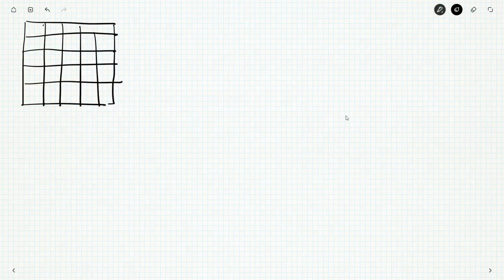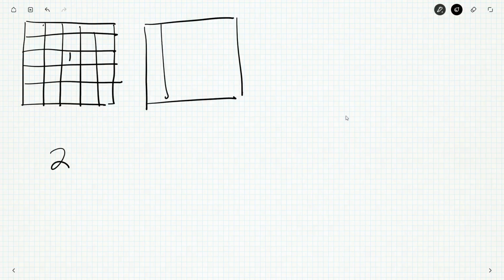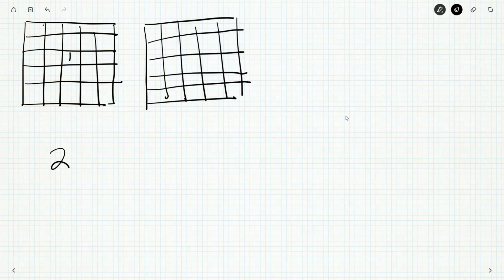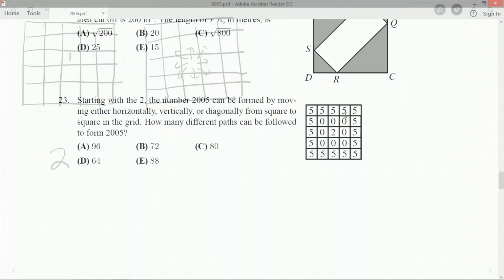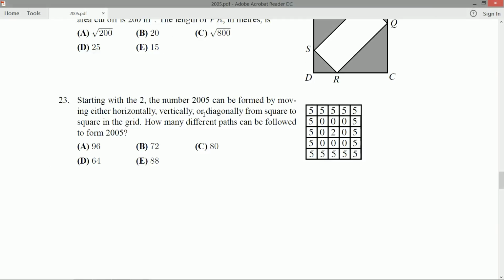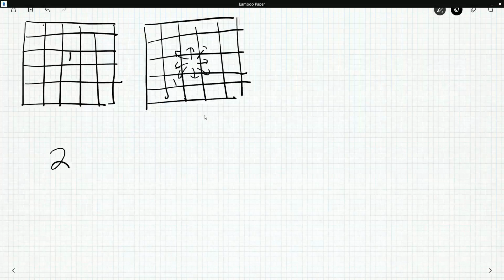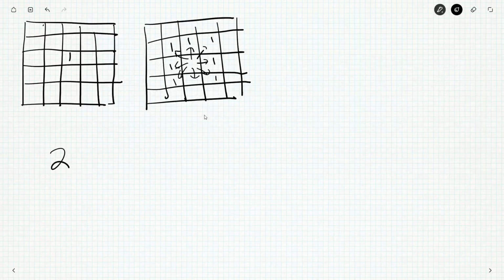So if we're making the 2, there's only one way we can go making the 2. We start with that middle 2. They even tell us we've got 2. Now let's make a 0, and the 0s are around the 2. So we can go out in any of the directions because we're allowed diagonals. All right, we're allowed horizontally, vertically, or diagonally. So there's one way to get to each of these 0s.